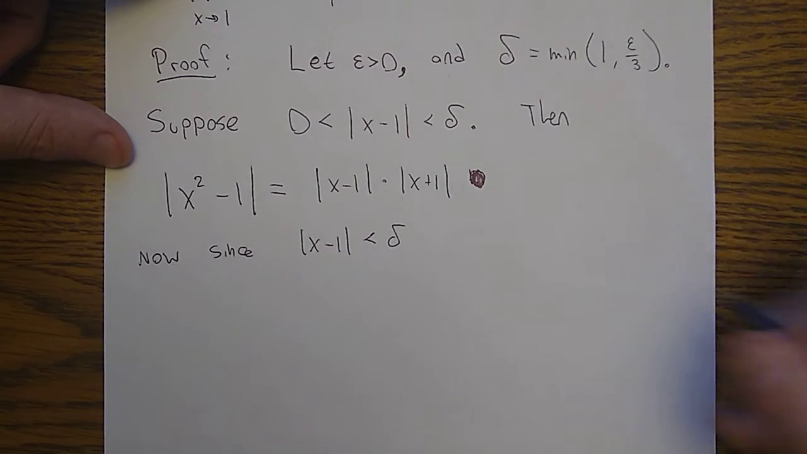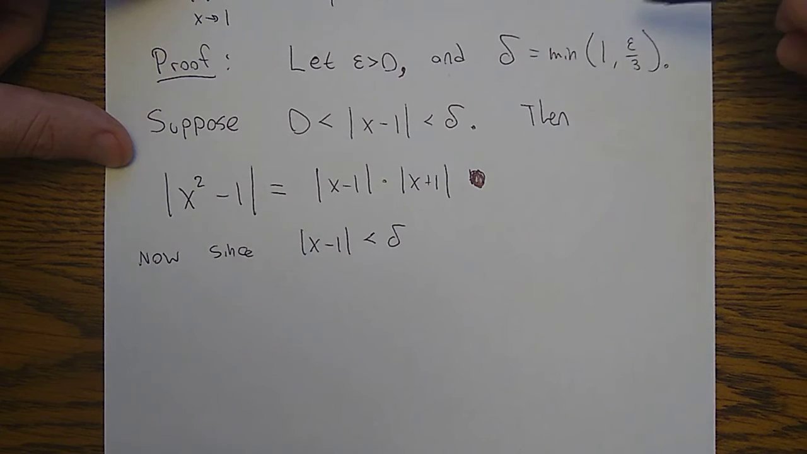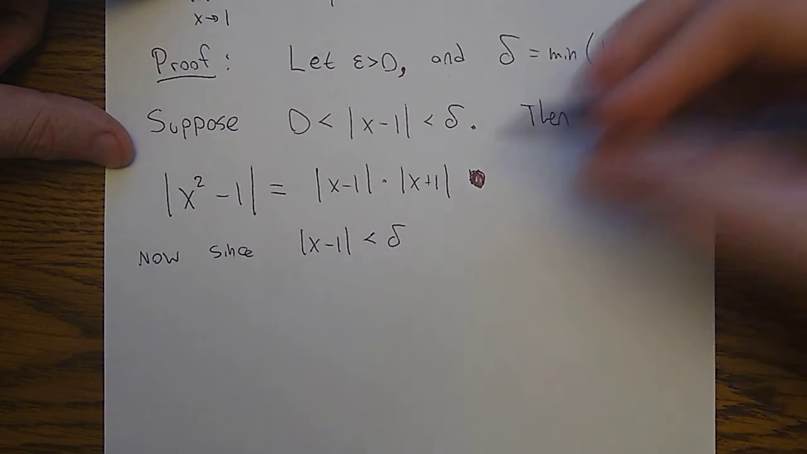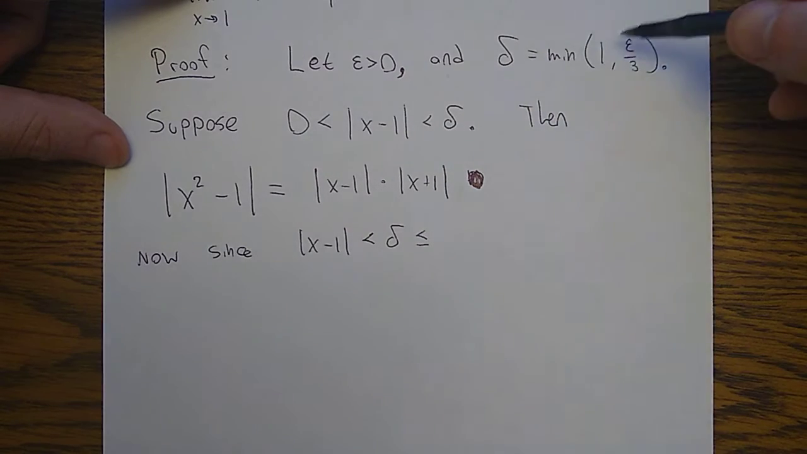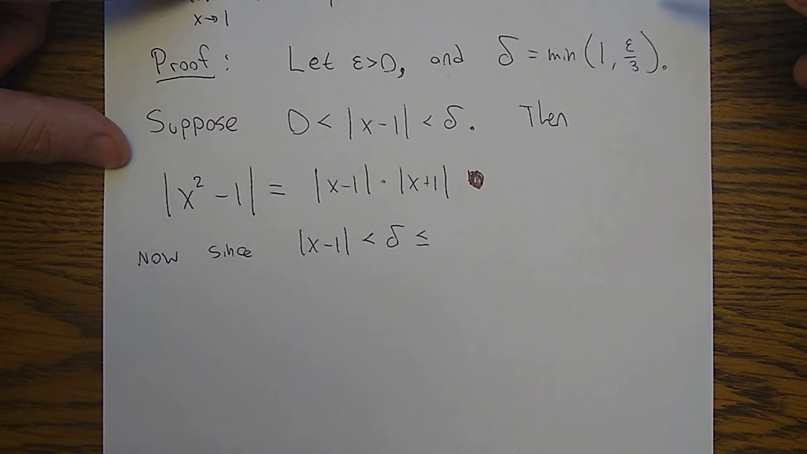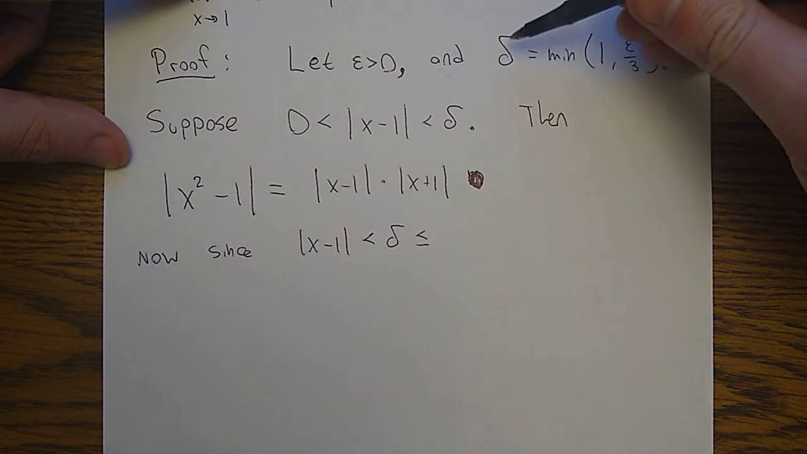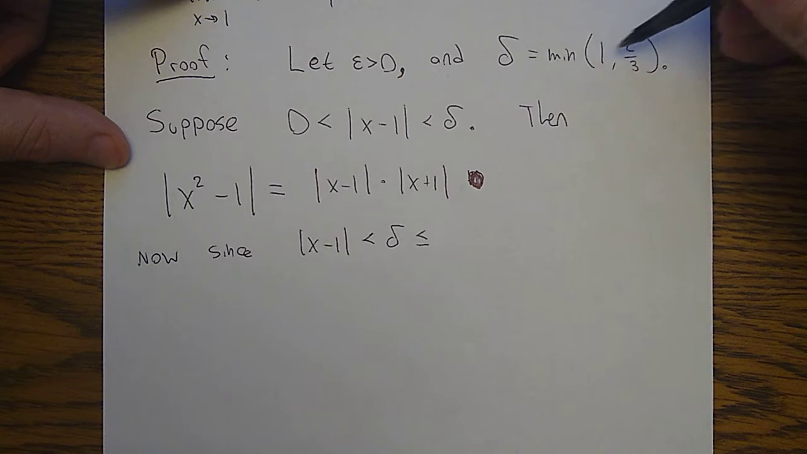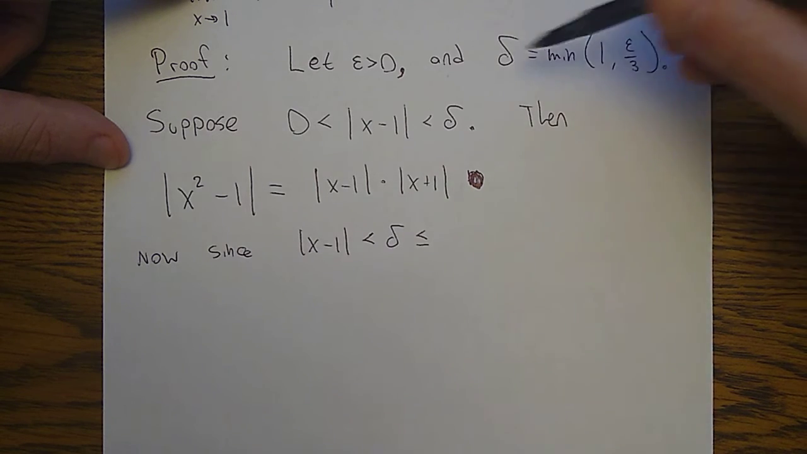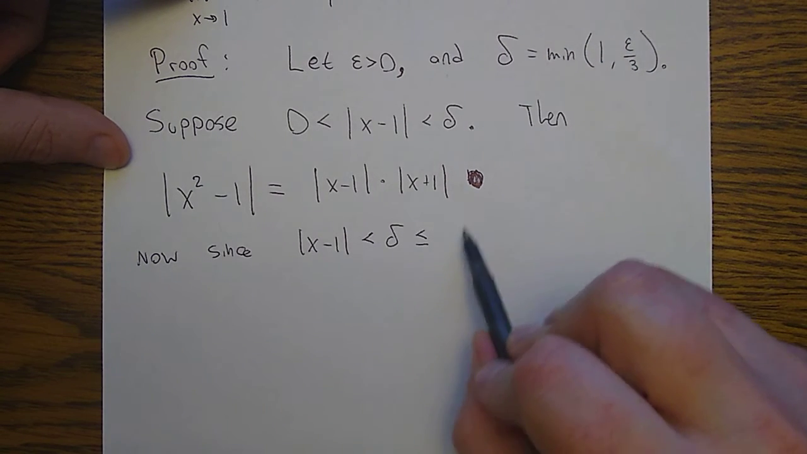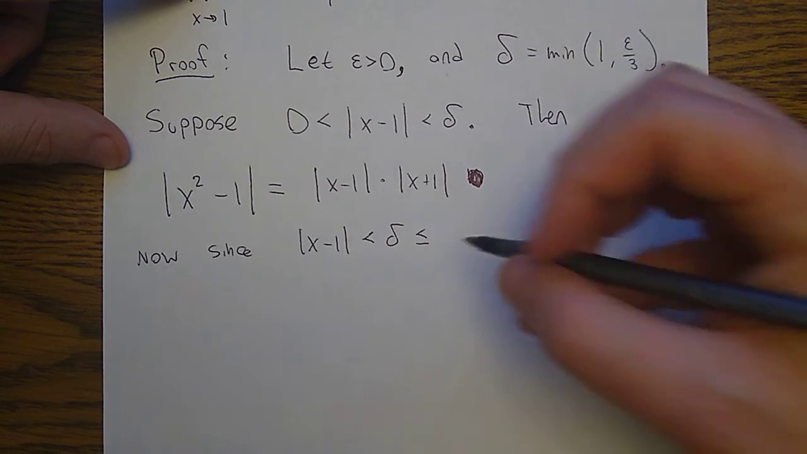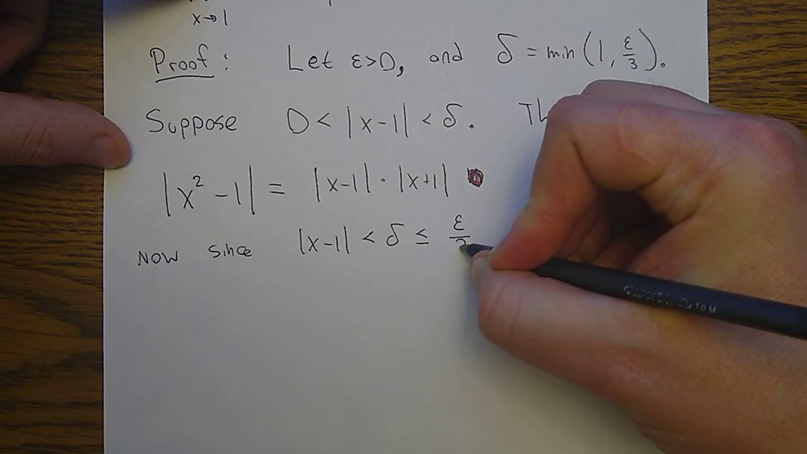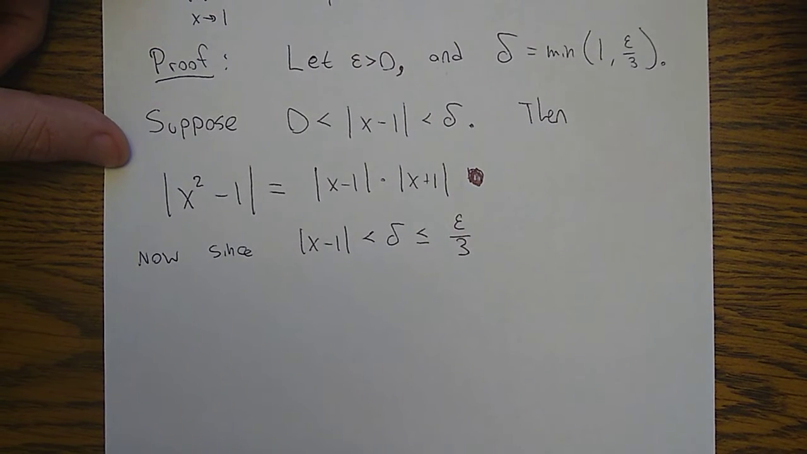And delta is the min of these two numbers. So delta is less than or equal to 1. Delta is also less than or equal to epsilon over 3. That's how a min works. The min is less than or equal to each of these numbers. So I can say delta is less than or equal to, I could fill this in with a 1. I could also fill this in with an epsilon over 3. I'm going to fill this one with an epsilon over 3.